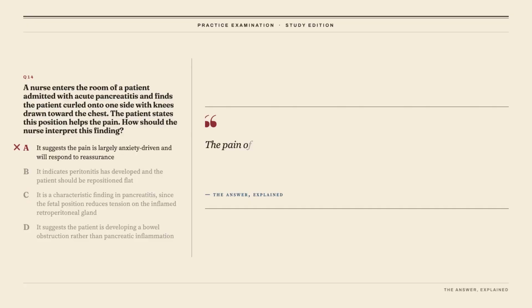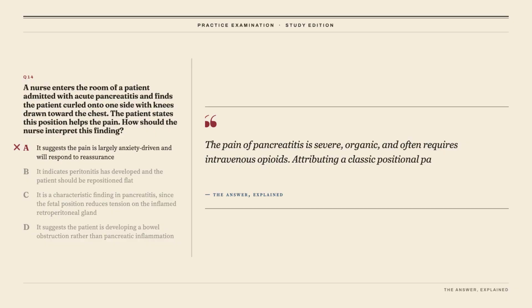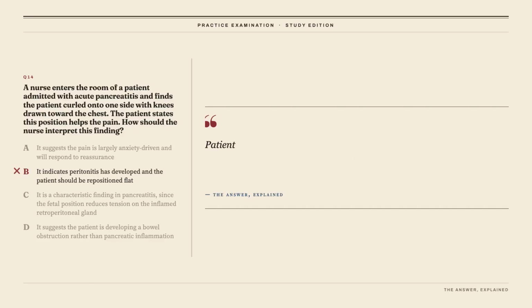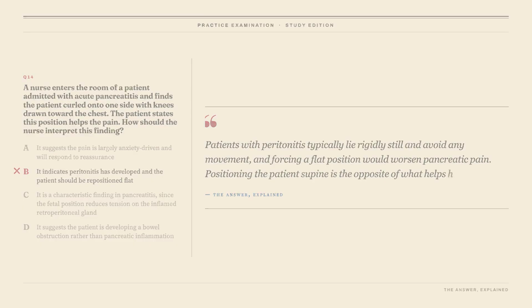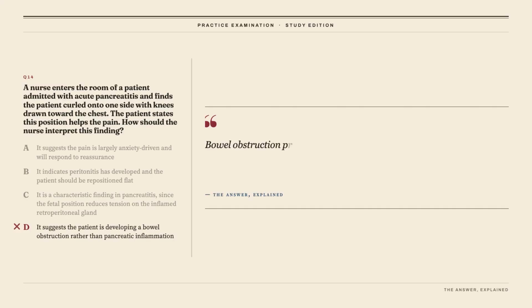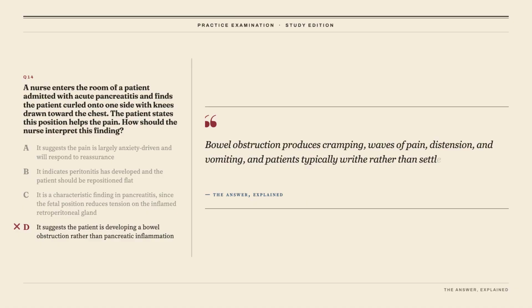A is wrong because the pain of pancreatitis is severe, organic, and often requires intravenous opioids. Attributing a classic positional pattern to anxiety would delay appropriate analgesia. B is wrong because patients with peritonitis typically lie rigidly still and avoid any movement, and forcing a flat position would worsen pancreatic pain. Positioning the patient supine is the opposite of what helps here. D is wrong because bowel obstruction produces cramping, waves of pain, distension, and vomiting, and patients typically writhe rather than settle into one position.